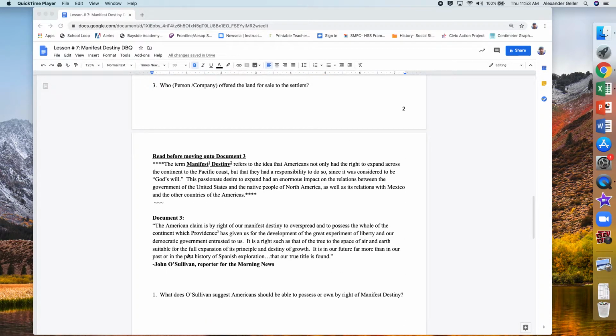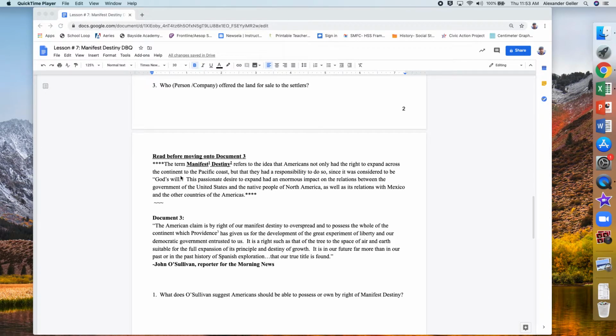Now, before we go on to document 3, you need to read this passage. It even says read before moving on to document 3. This gives you the definition of manifest destiny. So I really want you to understand this. So I'm going to read this one to you.